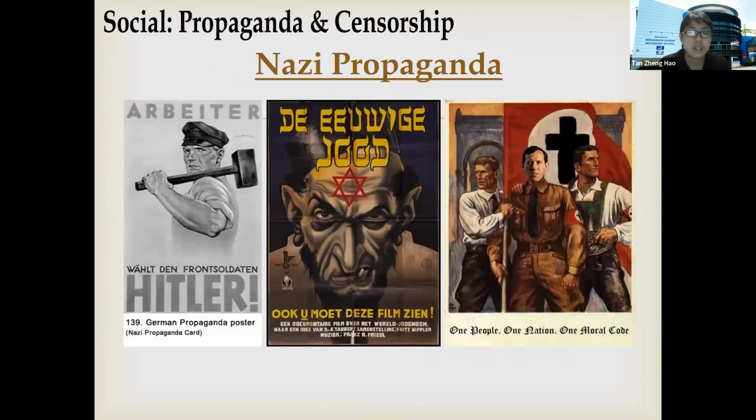There was also propaganda that was targeted at the enemies of the Nazi party. For example, the one in the middle is about the Jews. They were obviously trying to paint the Jews in a very negative way by drawing them like this. And how do I know this is about the Jews? Even though I don't read any German, we see the Star of David, the symbol of Judaism, here.